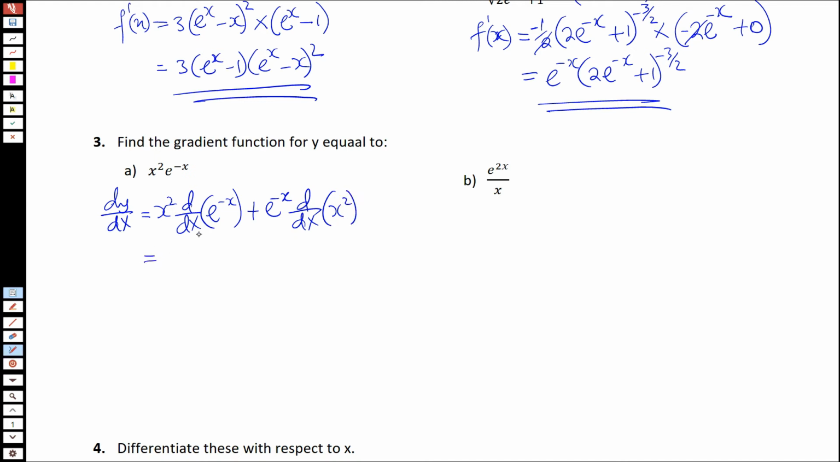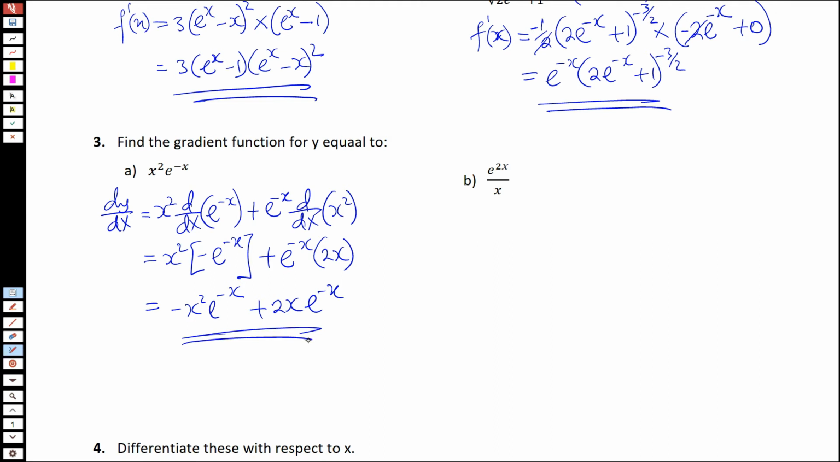Okay, so basically here we'll have x squared. The derivative of this will be, if you find the derivative of the power first, that will be -1, and then you just have e to power -x, plus e to power -x multiplied by 2x. And then we can just put these things together. So -x squared e to power -x plus 2x e to power -x. And that will be the required solution.